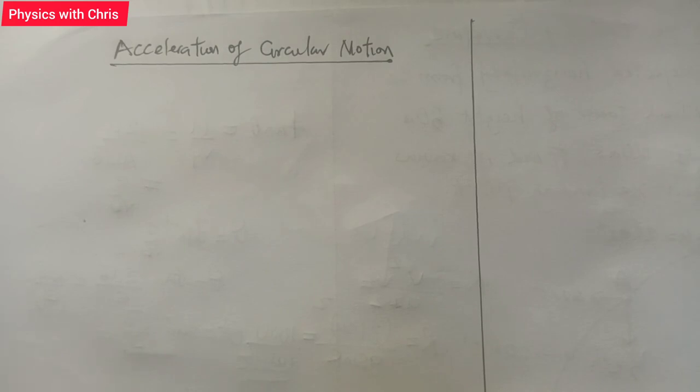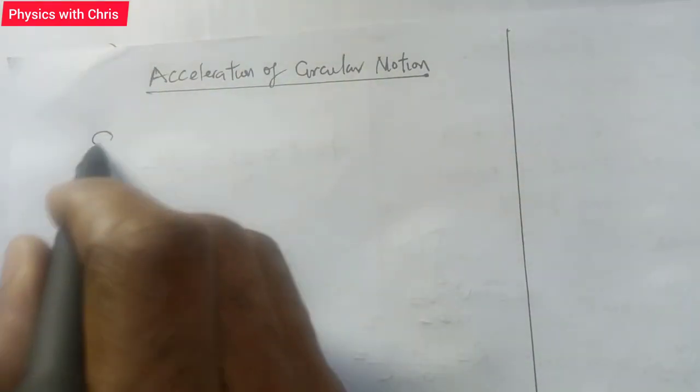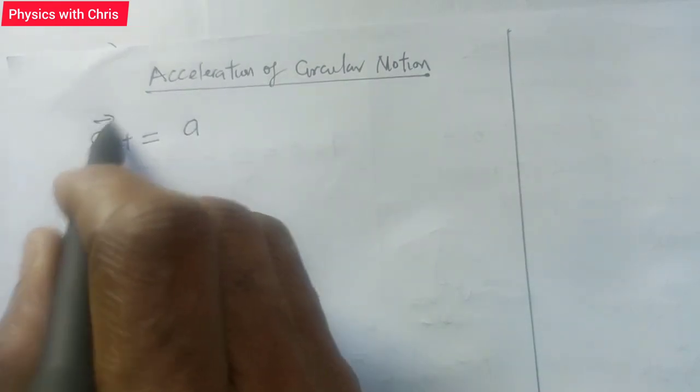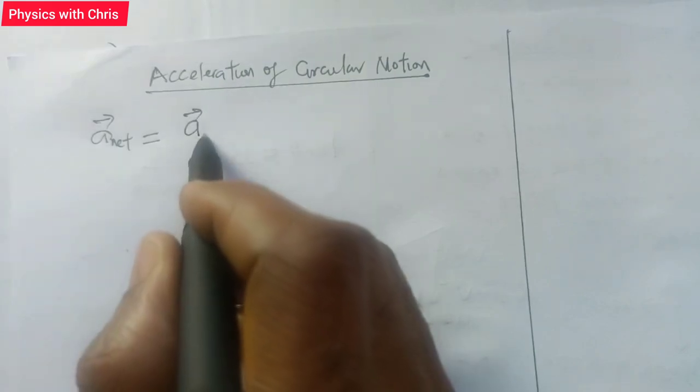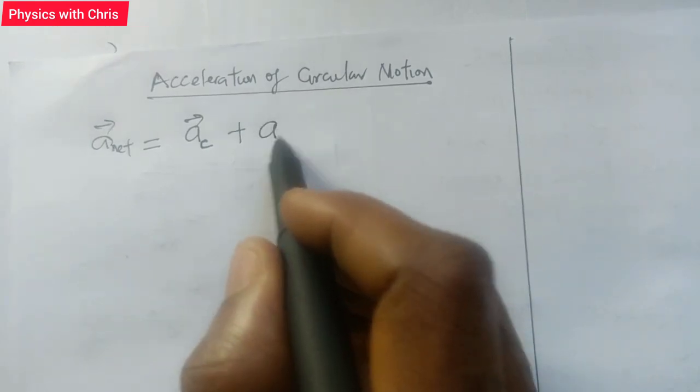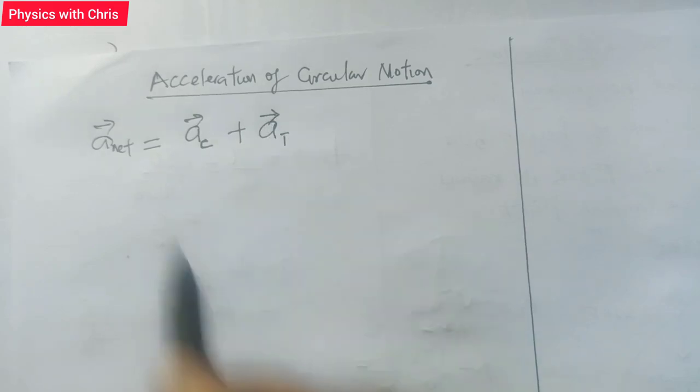I need to tell you that there are two types of acceleration. We have the radial acceleration, which we also call the centripetal acceleration, and then we have the tangential acceleration. Now, the vector sum of these two accelerations gives the net acceleration of a body in circular motion. Okay, so I can start by writing the net acceleration of a body is equal to the vector sum of its radial acceleration, which you can also call centripetal acceleration, a_c, plus the tangential acceleration, a_t.